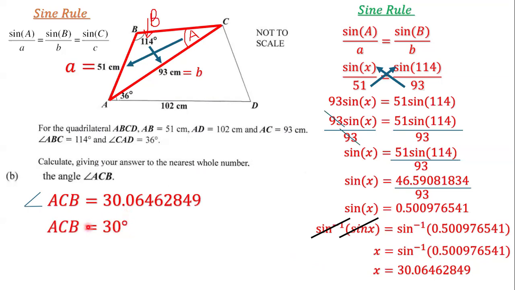So this is 30 degrees right here, and that's what angle ACB is equal to. Angle ACB is equal to 30 degrees. And so this is our answer, correct to the nearest whole number.